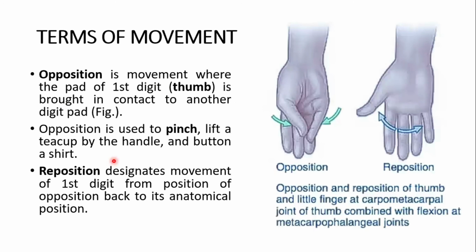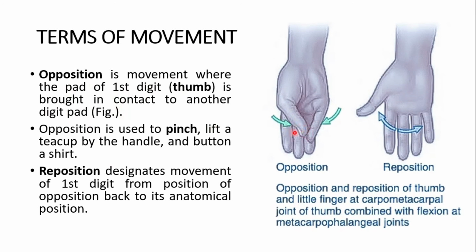a combination of inversion and adduction. Opposition is the movement where the pad of the first digit, the thumb, is brought in contact with another digit pad. Here you could see this thumb, and it is moving in this way. This is opposition. It touches this. It can touch virtually all the other digits.